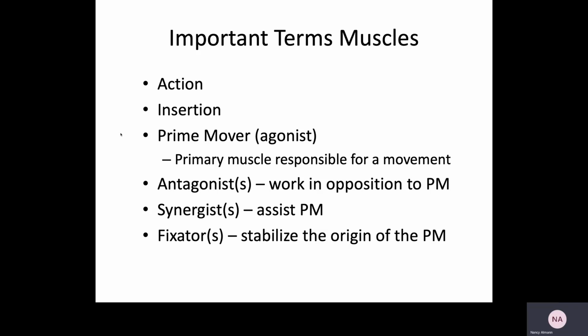The action of the muscle is what movement it makes at a particular joint. The insertion is the part of the muscle that is going to attach to the movable bone. The origin of the muscle is the one that's going to attach to the immovable bone. So let me repeat that. The origin of the muscle will attach to the immovable bone. The insertion is the part of the muscle, or the end of the muscle, that will attach to the movable bone.